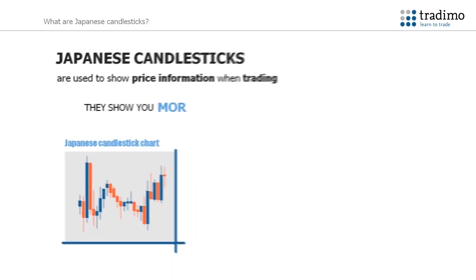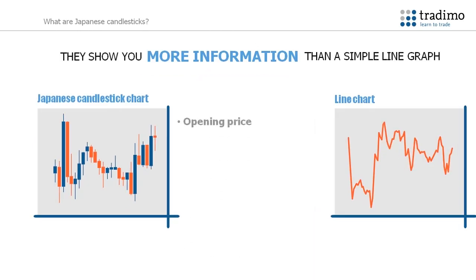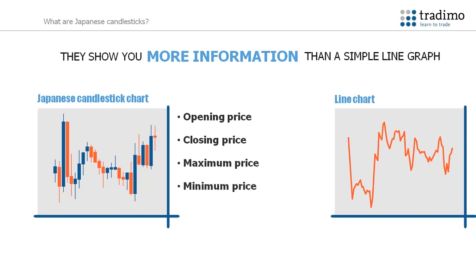A Japanese candlestick gives you more information than a simple line graph. Where the line graph just gives closing prices, the Japanese candlestick will also give you the opening price, the closing price, the maximum price, and the minimum price during a certain period of time.